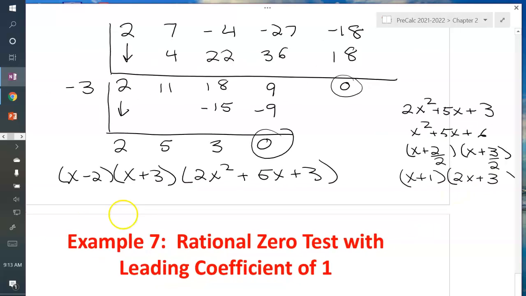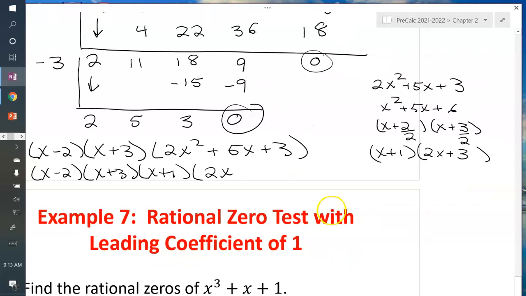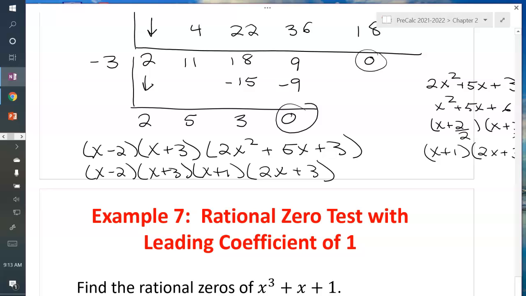All right, so here are all of my factors. X minus 2, x plus 3, x plus 1, and 2x plus 3. Those are all of our factors.